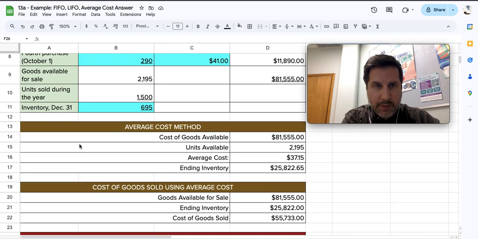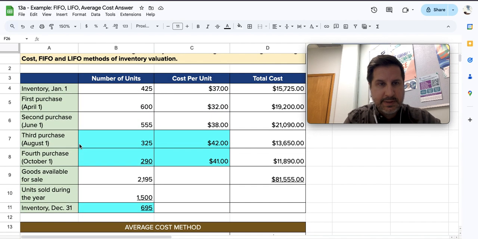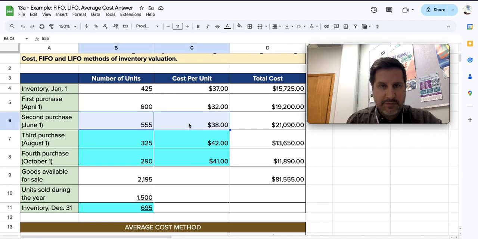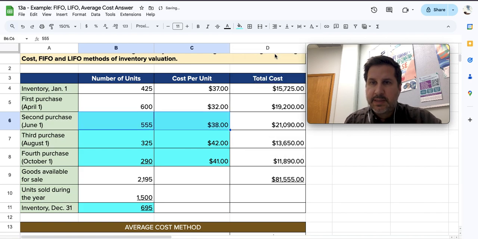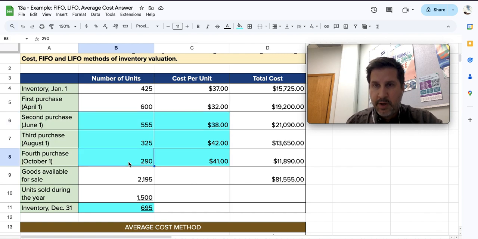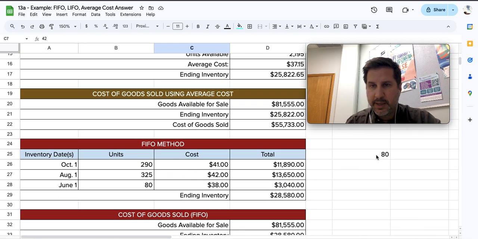Again, I go up here and I notice that on June the 1st, I purchased 555 items. The biggest mistake I see is students will just take that whole 555 multiplied by 38, but we know that's not the case because we have 695 units in our ending inventory. We valued 290 of that ending inventory at $41. We valued 325 at $42. We don't need 555 units. We actually only need, according to our calculations, 80.